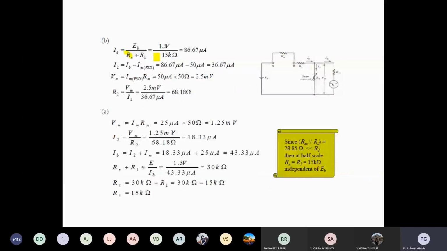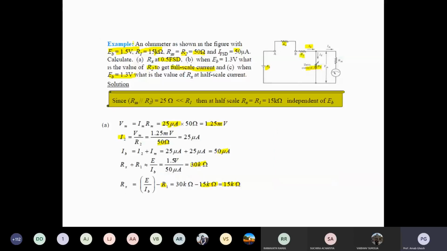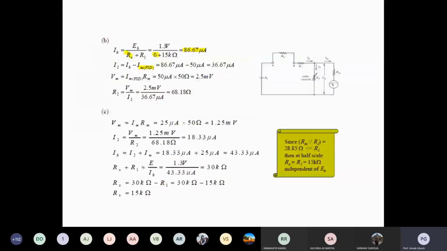So 1.3 volt divided by 15k is coming 86.67 microampere. So it is your IB. Simple thing. What is the value of I2? I2 equals IB minus Im. Im FSD is already given, it is 50. So IB minus Im equals 86.67 minus 50 microampere, so it is 36.67.